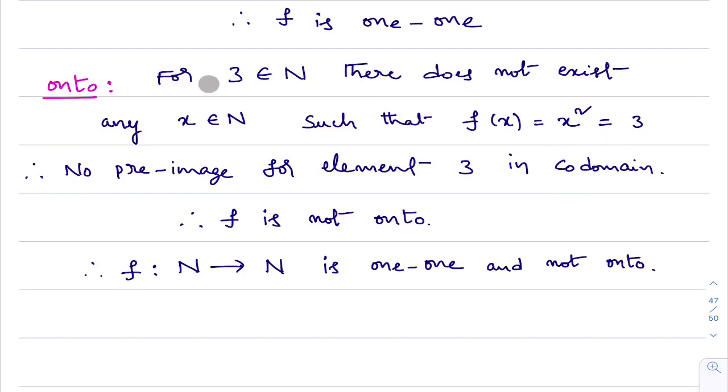That's why I am saying for 3 in codomain set, there does not exist any x in domain set such that f of x is 3. That means, in the last class I drew the circle representation of the function. When I take 3 in the codomain set, there is no pre-image for 3 in the domain set.